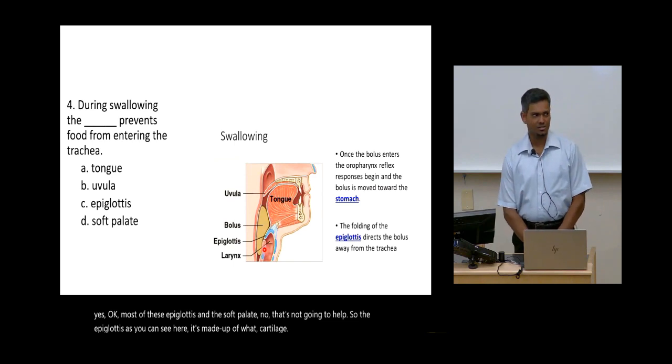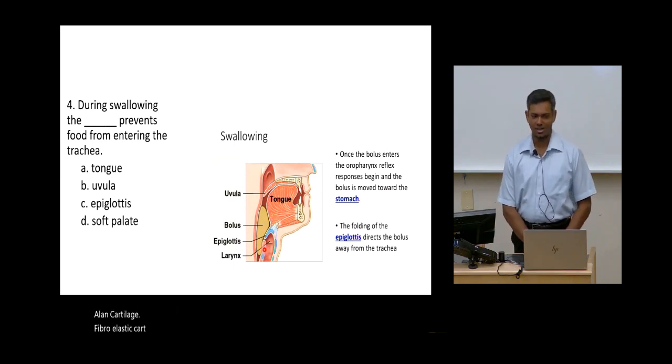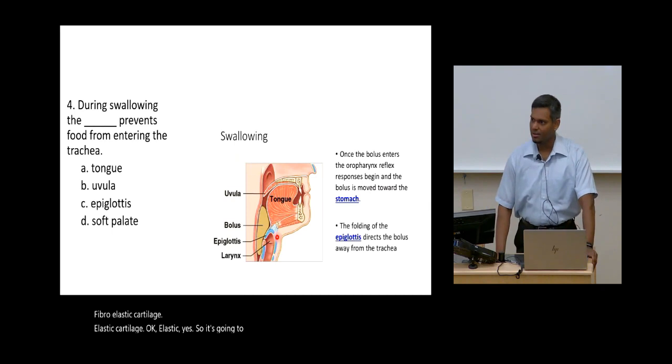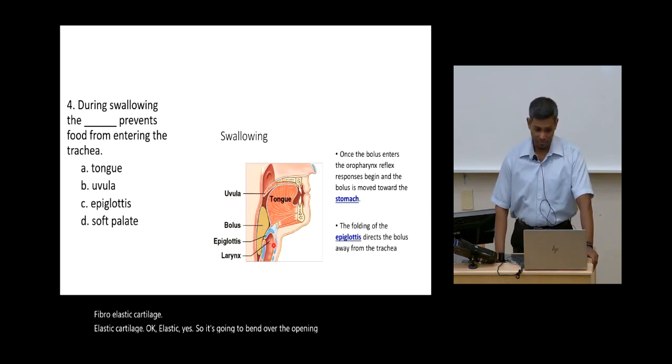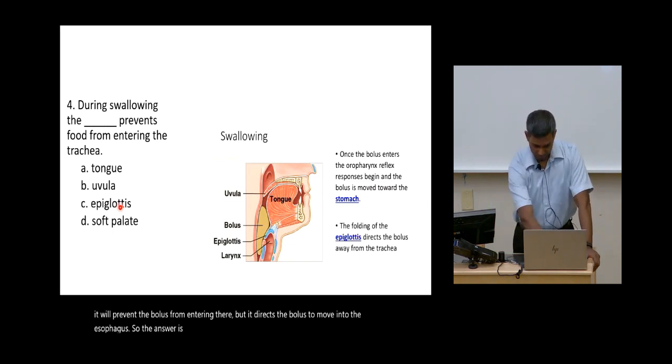Hyaline cartilage? Fibroelastic cartilage? Elastic cartilage? Okay, elastic, yes. So it's going to bend over the opening into the trachea, and so it will prevent the bolus from entering there, but it directs the bolus to move into the esophagus. So the answer is C, epiglottis.